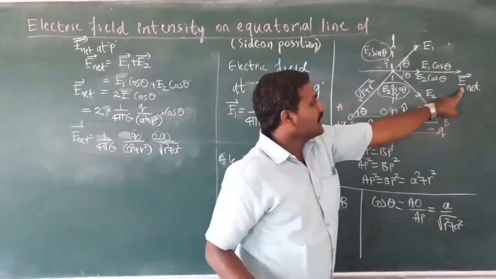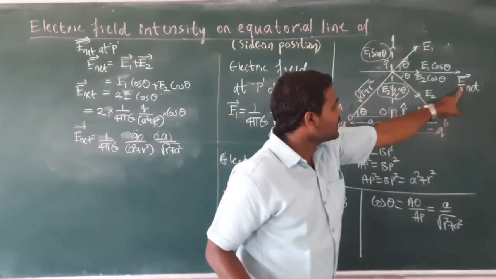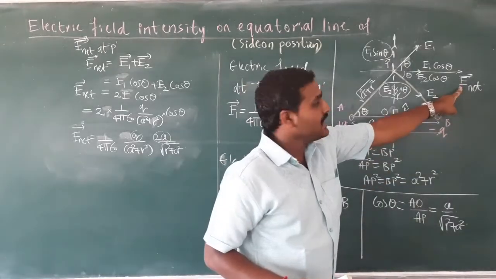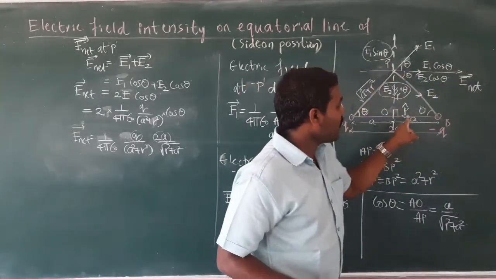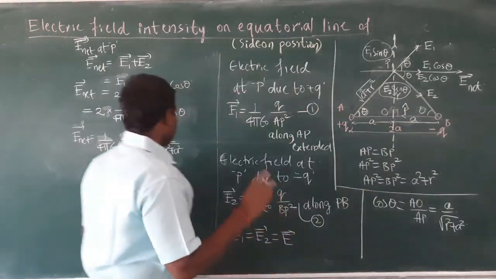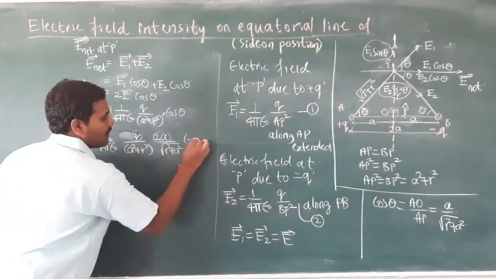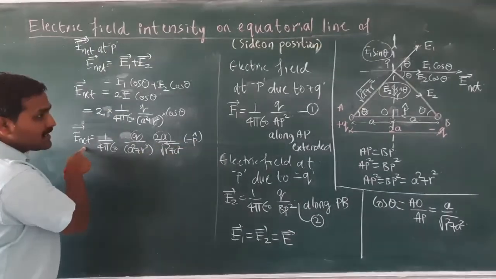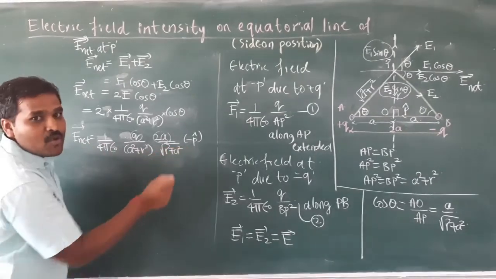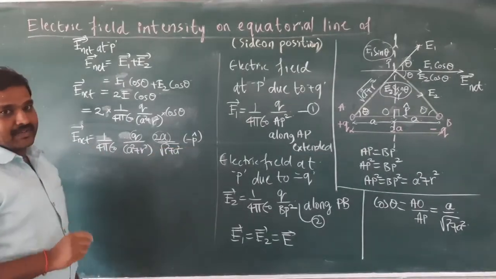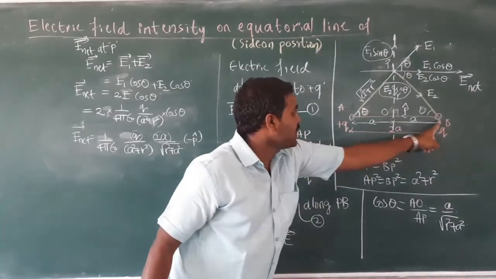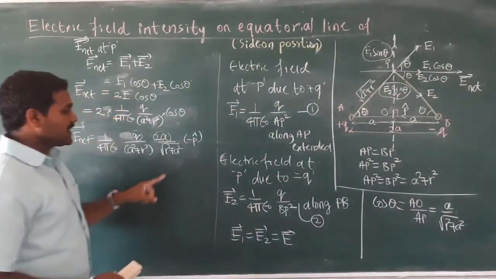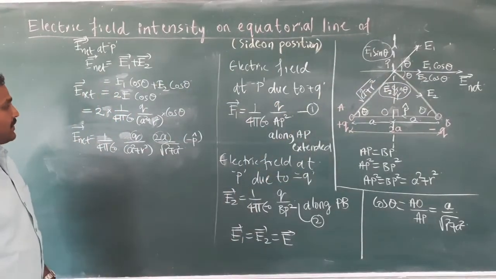But our electric field intensity, its resultant is along the positive x-axis. So I can say that the net electric field intensity is along the negative direction of electric dipole moment. To indicate that, here I write minus P cap. Minus P cap just indicates this resultant electric field intensity is in the opposite direction of your electric dipole moment. Here, electric dipole moment is from B to A, but the resultant electric field intensity is from A to B. So that is the meaning of minus P cap here.